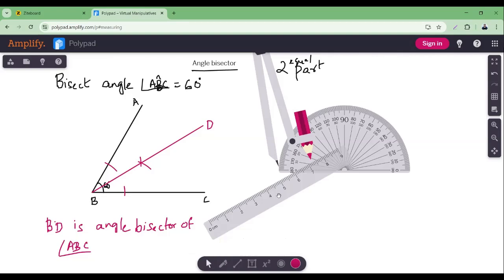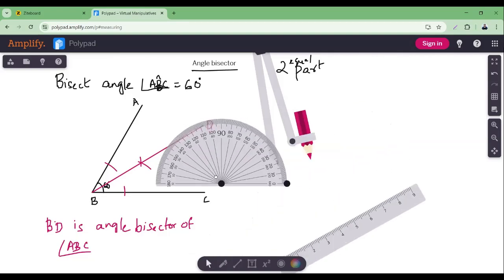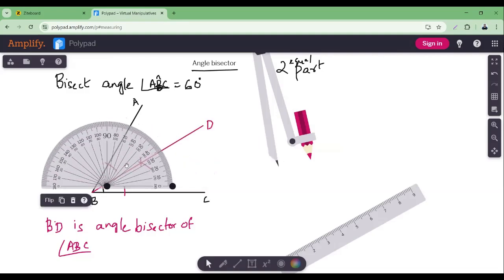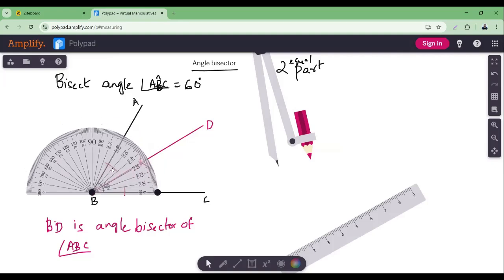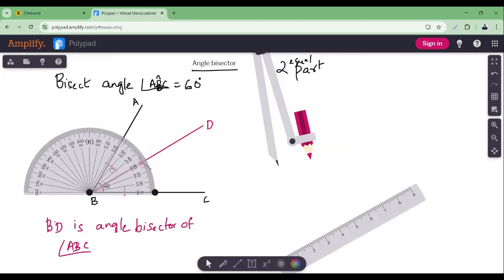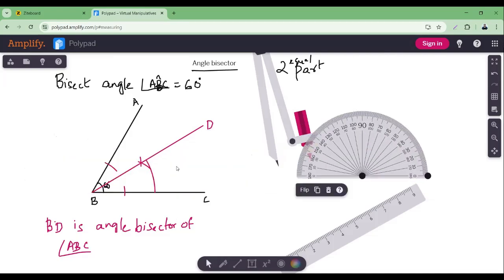And how is that? Can we prove that? Let's see. Let's measure and see whether it is half of 60 degrees, that is 30 degrees, isn't it? Let's see whether we have got CD at 30 degree. See here. From BC, if we go till here, this is 30 degree, correct? Look at this. This is 30 degree.